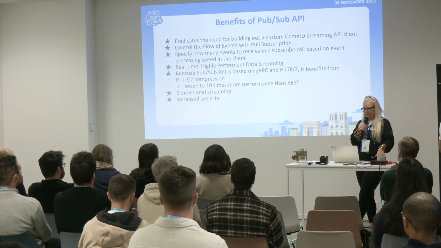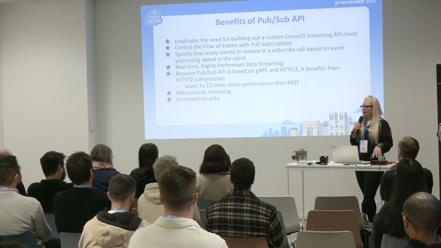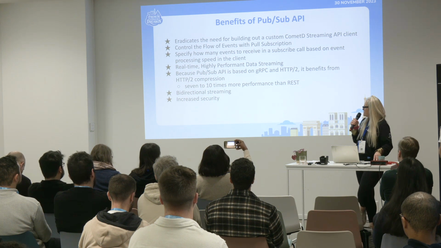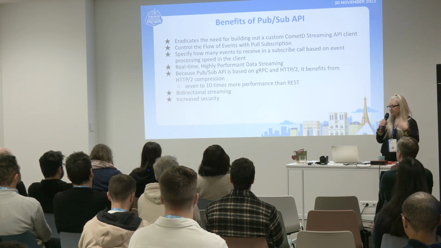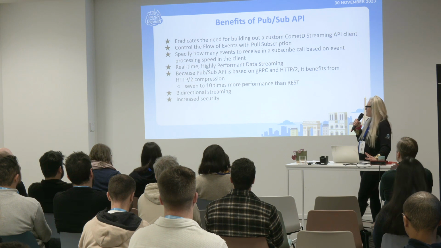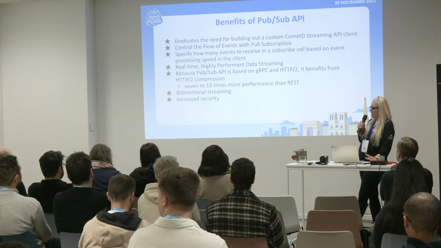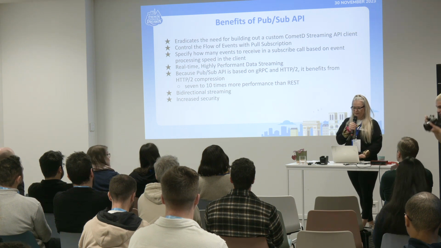Because PubSub API is based on gRPC and HTTP2, it benefits from the HTTP2 compression. So it's 7 times more performant than REST, which is really surprising because REST is supposed to be the high-performing API. This is way more performant. And it also has bidirectional streaming and increased security. So this is really why you want to try to use PubSub API going forward.